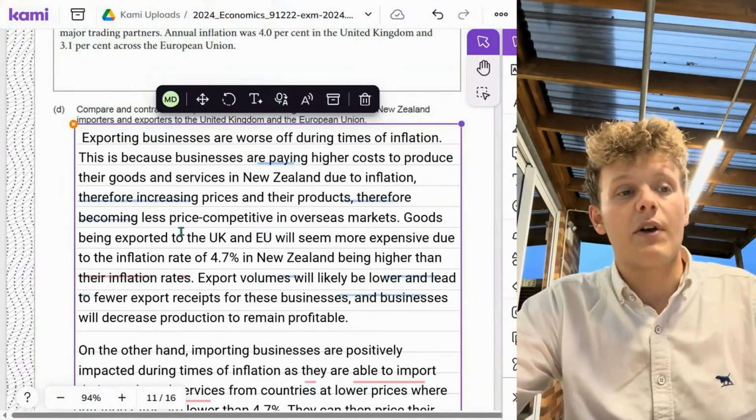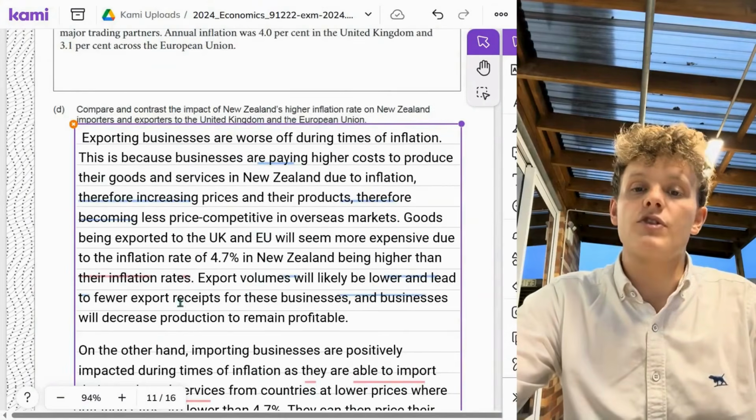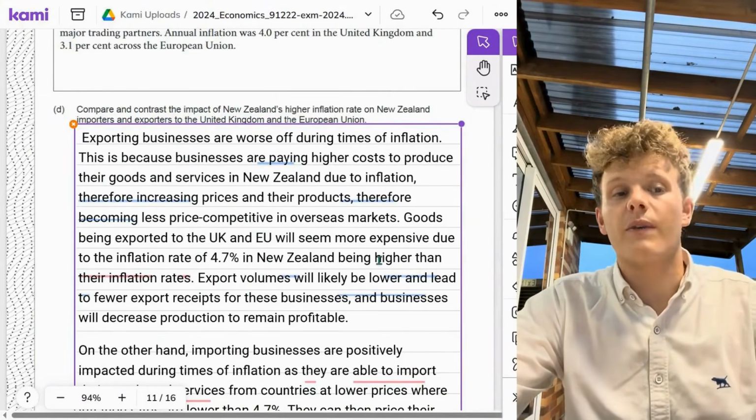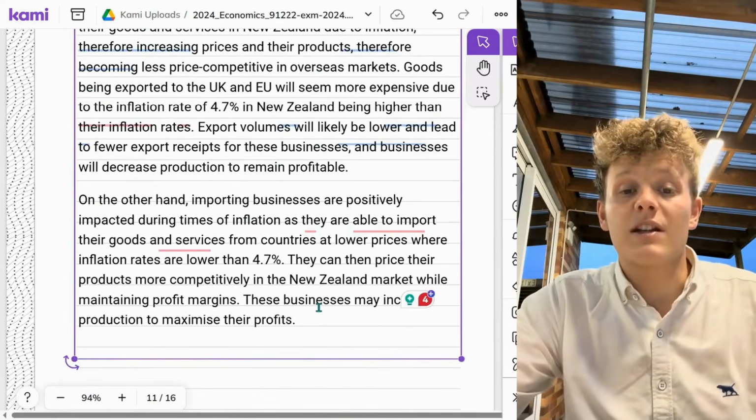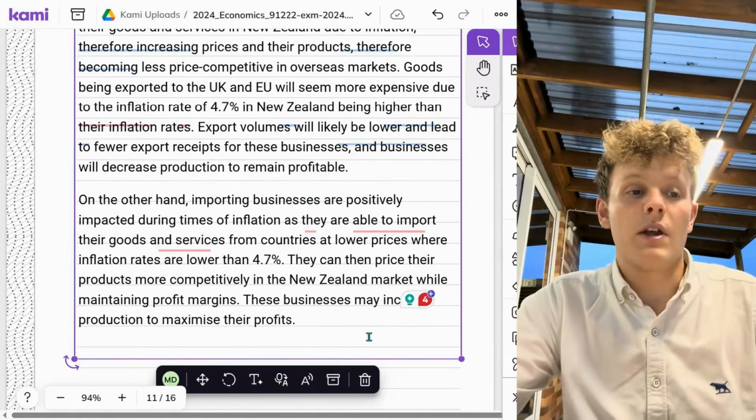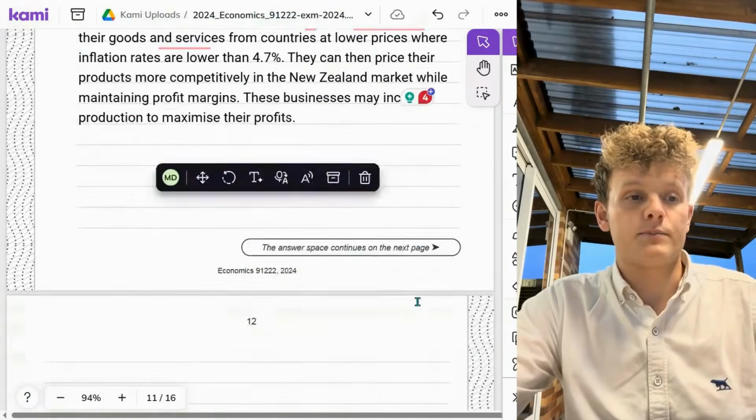Again, this does kind of leave out the idea of the foreign exchange market reducing the price as inflation increases, or the value of the NZ dollar decreasing due to inflation. But if we just think about it from an inflation perspective, then that's how we make it make sense.